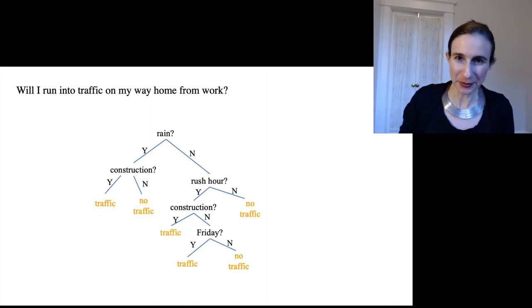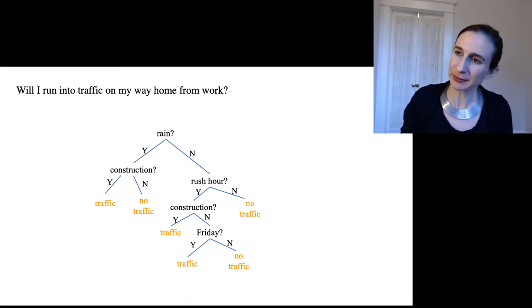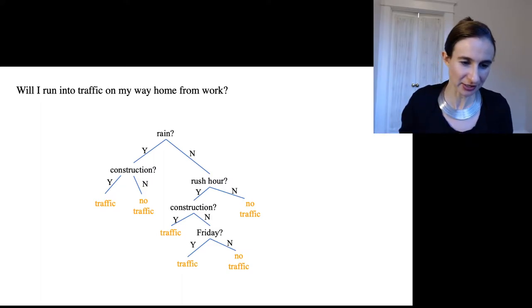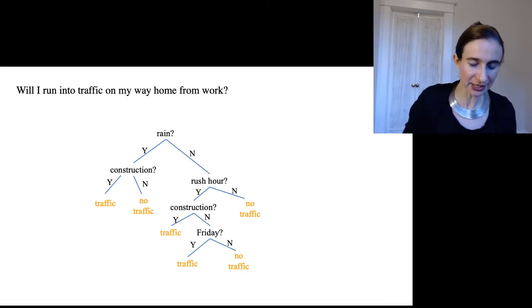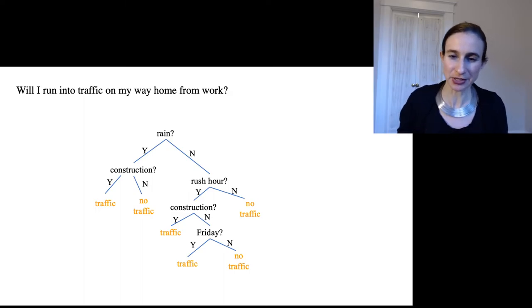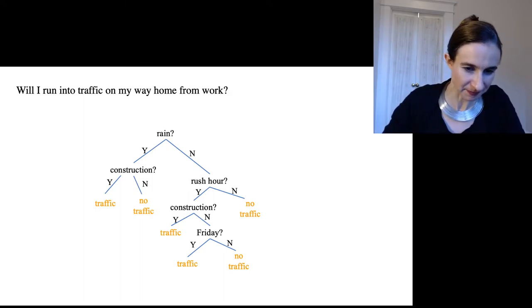And the way the model operates is it asks if it's raining. And then if it's raining, it says, is there construction? And if there's construction, it says, yes, you'll probably run into traffic. And otherwise, if it's raining but no construction, then it says, okay, you probably won't run into traffic, and so on. And if it's not raining, it asks if it's rush hour, and so on and so forth. Okay, so that's how it works. It's a logical model. It works on if-then statements.